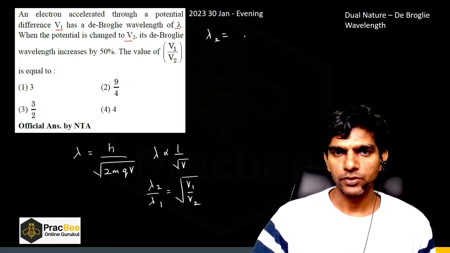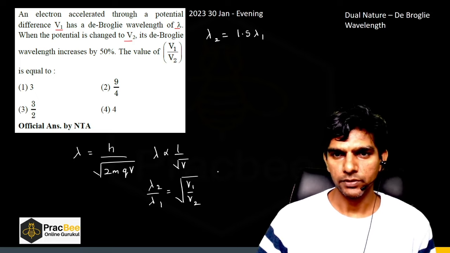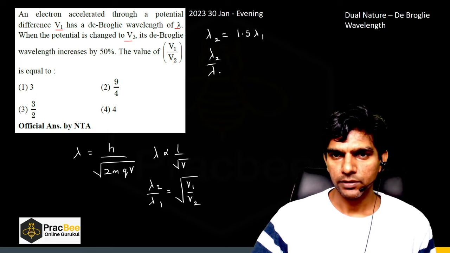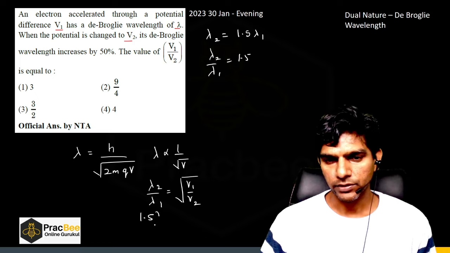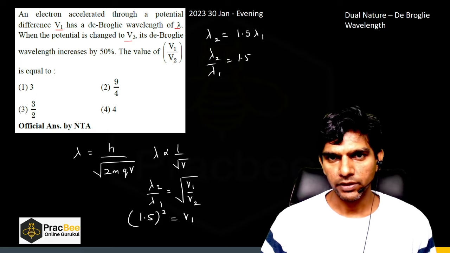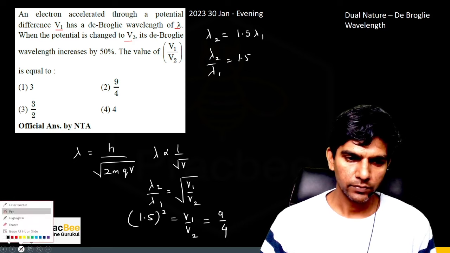So lambda 2 is 50% more than lambda 1. So we can say it will be 1.5 times lambda 1. So lambda 2 by lambda 1 is 1.5. If I square this, we will get the ratio of V1 and V2. So this will be 9 by 4. So option 2 is the right answer.